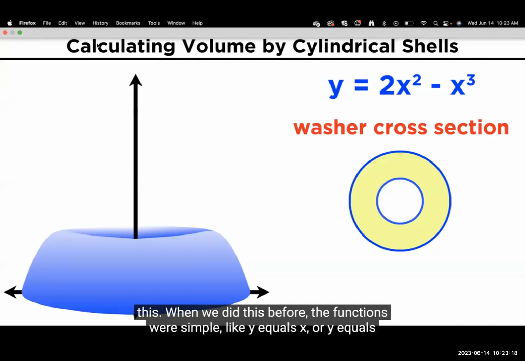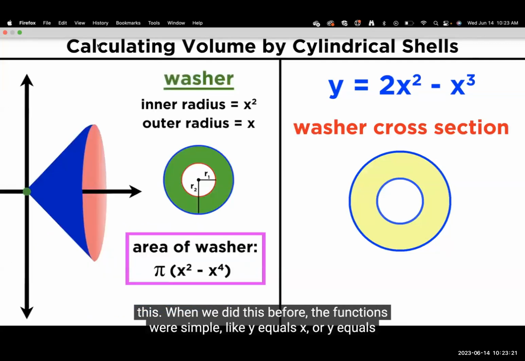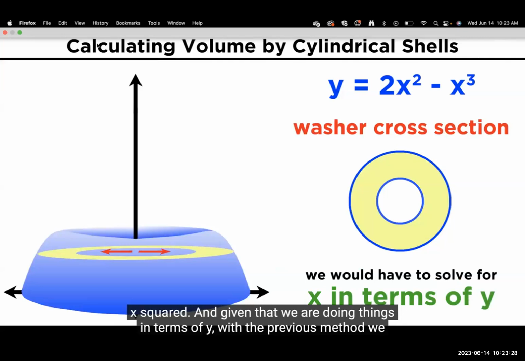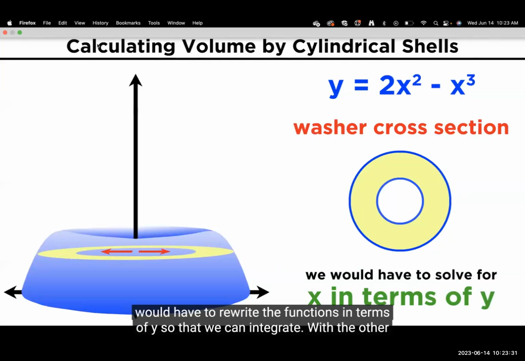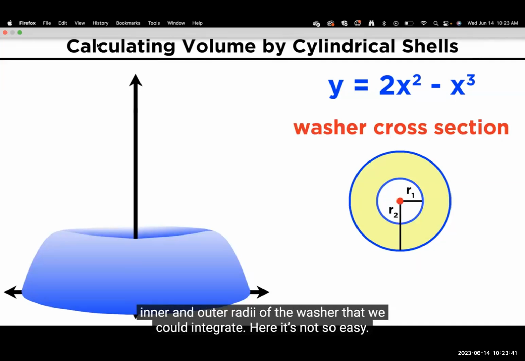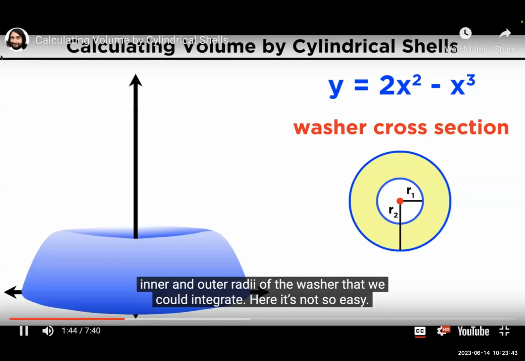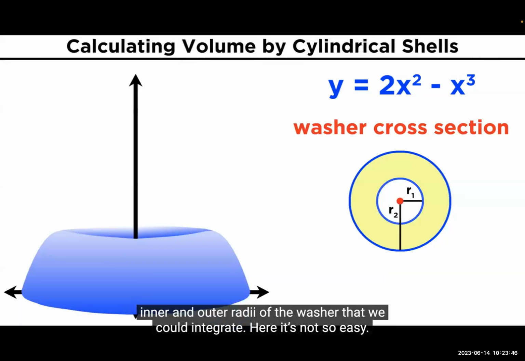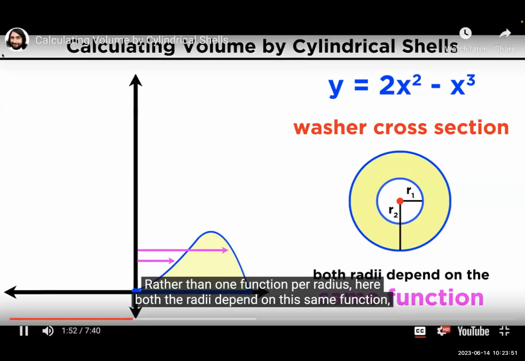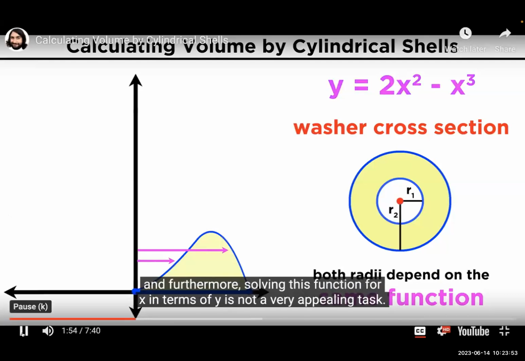But the problem is this. When we did this before, the functions were simple, like y equals x or y equals x squared. And given that we are doing things in terms of y, with the previous method, we would have to rewrite functions in terms of y so that we can integrate. With the other examples, that ended up being no problem, and we were able to get expressions for the inner and outer radii of the washer that we could integrate. Here, it's not so easy. Rather than one function per radius, here, both the radii depend on this same function. And furthermore, solving this function.